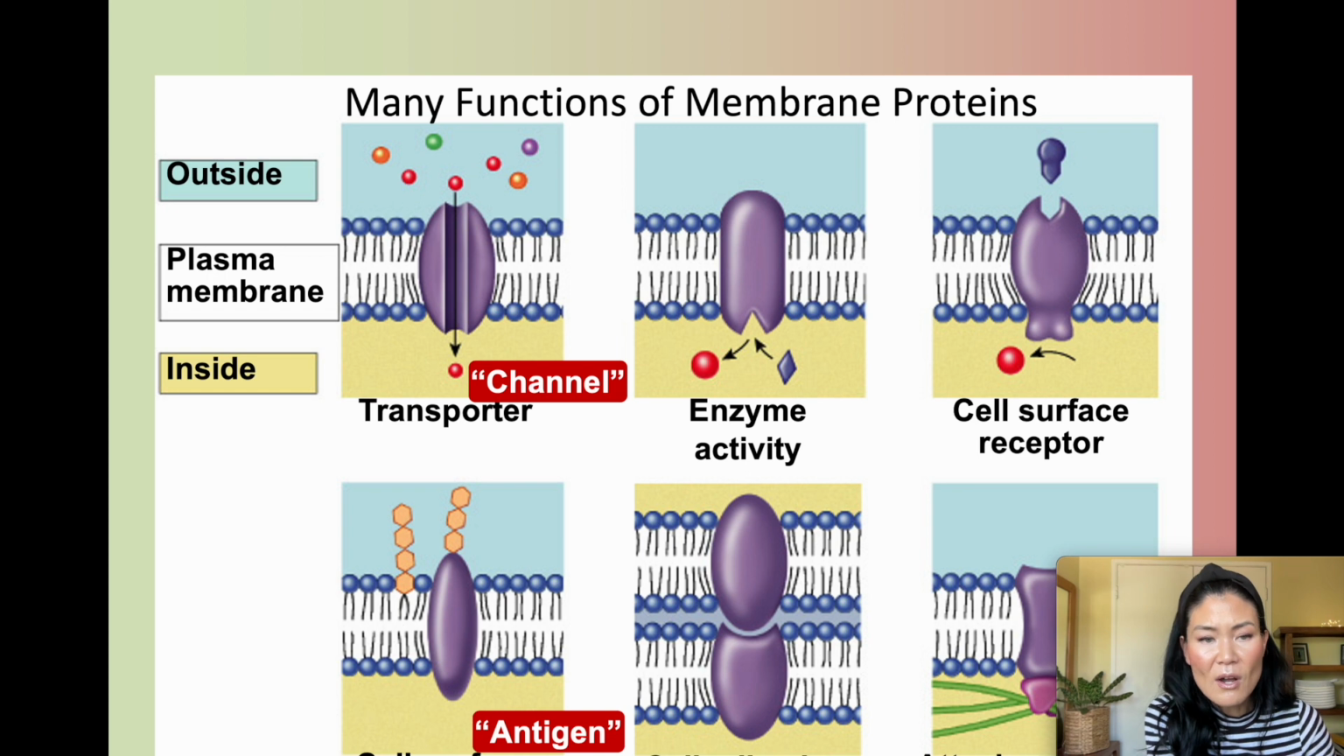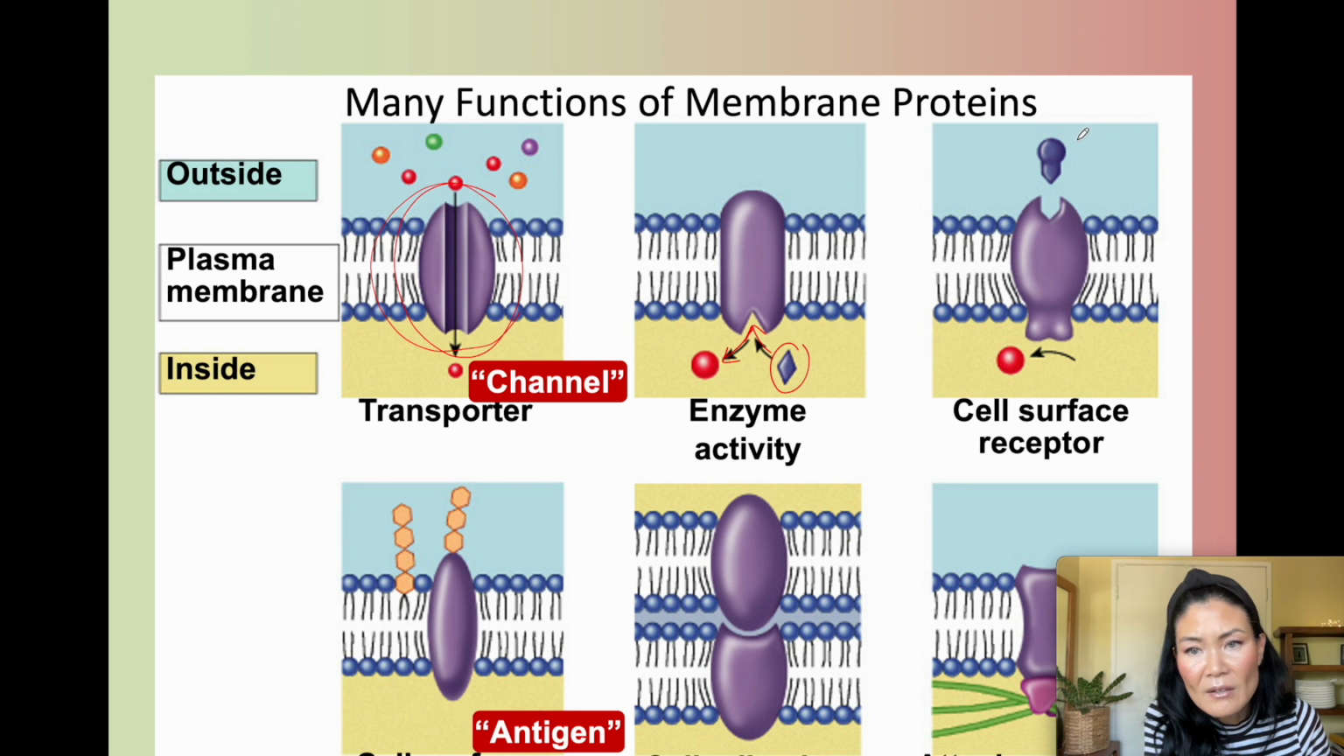All right, so now let's talk about the many functions of membrane proteins. Besides being a channel protein or a transporter protein that we just talked about, these proteins that are embedded in the phospholipid bilayer have other functions, okay? Some proteins can act as enzymes. They speed up chemical reactions. So this is what we call a reactant or a substrate. It binds to our enzyme protein and then it comes out as a product, okay? So that's one role or function of a protein that's embedded in the phospholipid bilayer.